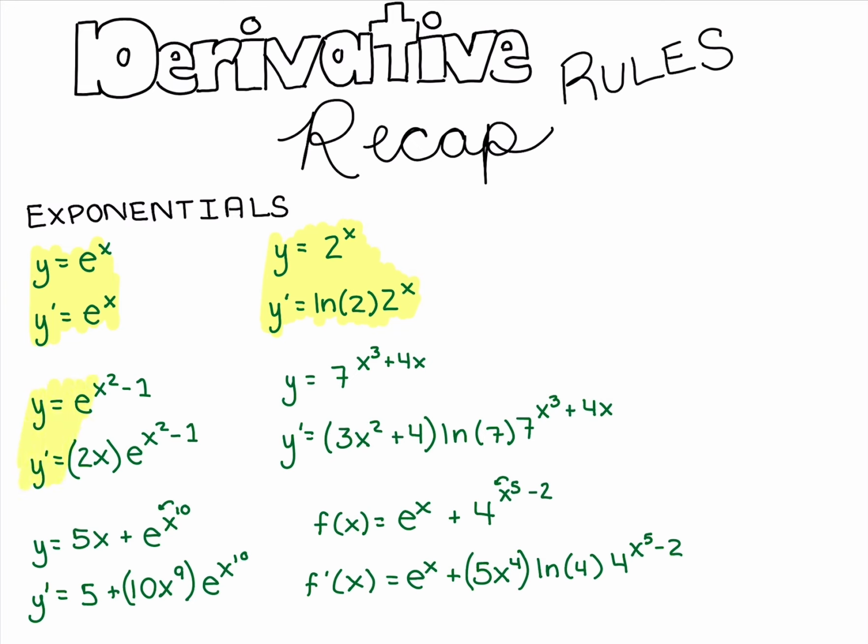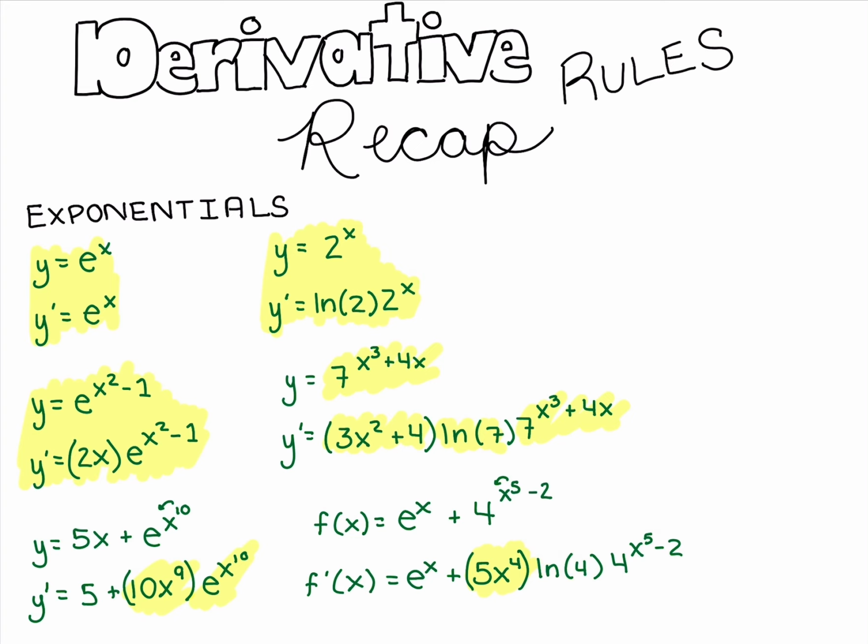The next rule is if you have e to more than just x as the power. Take the derivative of the power times e to the original power. And then lastly, our 4th exponential rule is if you have a different base to a power that's more than x. So with this one, 7 to the x cubed plus 4x, you take the derivative of the power, ln of the base, base to the original power. For any base other than e, derivative of the power, ln of your base, base to the original power.